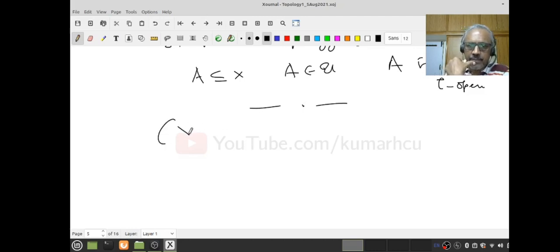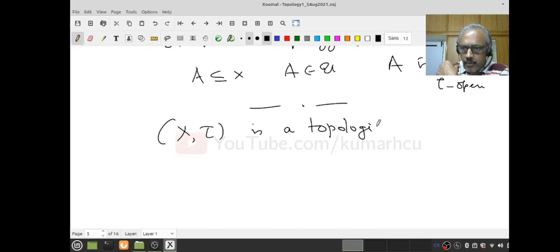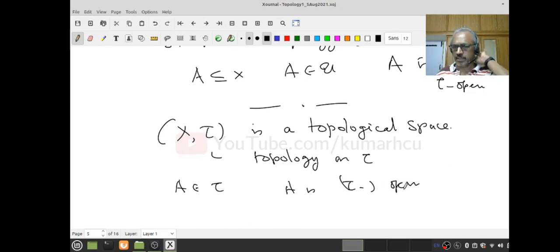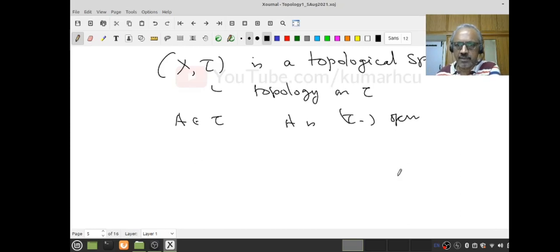So the pair (X, tau) is called a topological space, and tau is a topology on X. Any member A, if A is in tau, then A is tau open. We may not say tau unless there is some confusion. Is that clear? Okay. Now let's look at the simplest example.